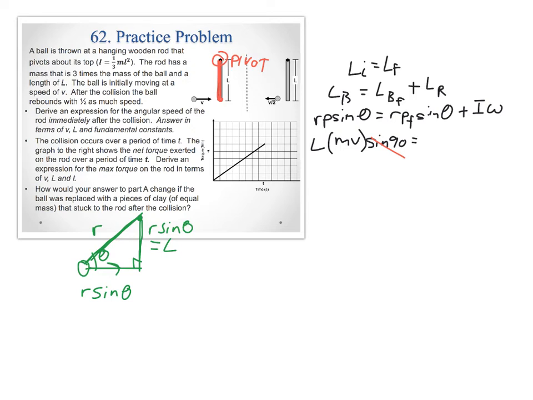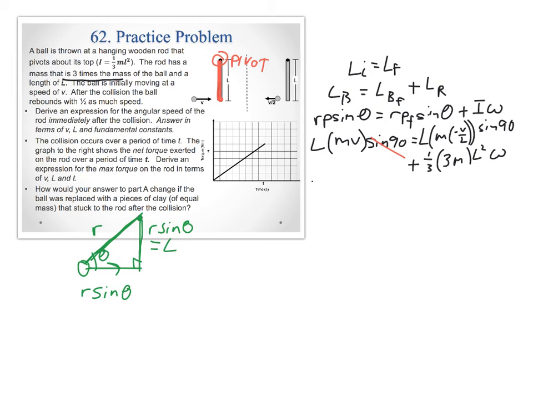So that's going to be equal to r afterwards, which I'm going to keep as L. The momentum is going to be m and then negative v over 2 because we're rebounding. All right, still sine of 90. Plus our angular momentum term, so plus our moment of inertia, which is going to be 1/3 times our mass. For the rod, it's 3m, because it says it has 3 times the mass of the ball, times L squared times our angular speed, omega.